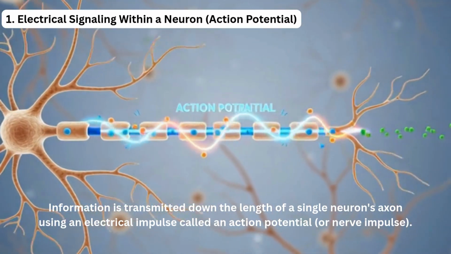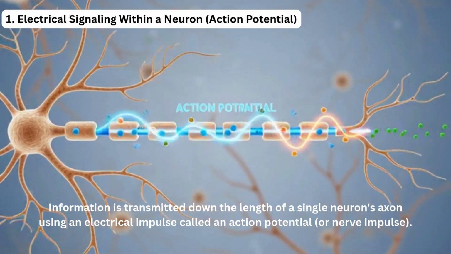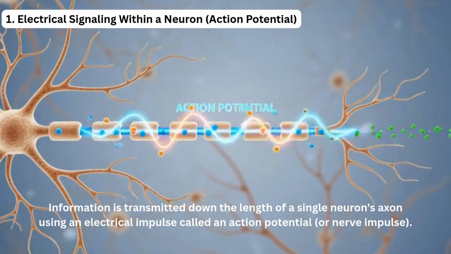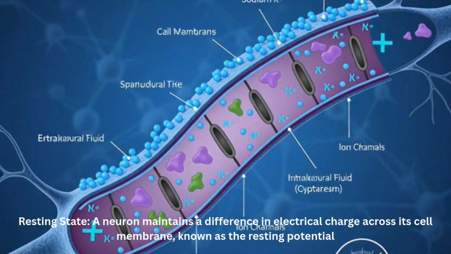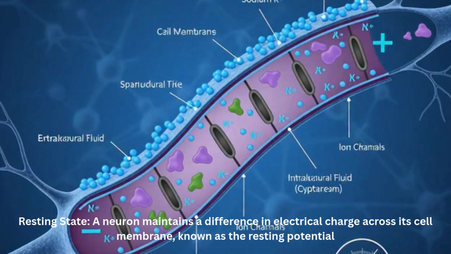Information is transmitted down the length of a single neuron's axon using an electrical impulse called an action potential, or nerve impulse. Resting state. A neuron maintains a difference in electrical charge across its cell membrane, known as the resting potential.